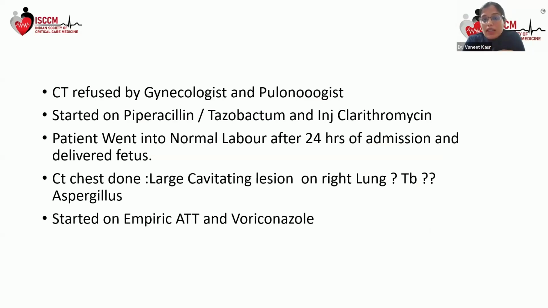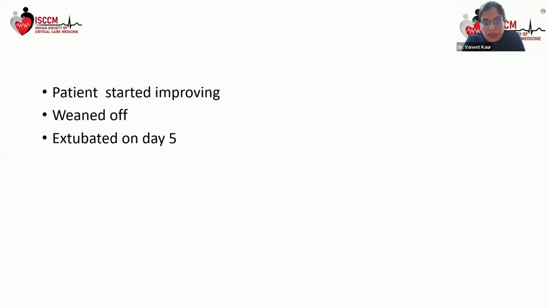So empirically, we started the patient on piperacillin tazobactam and clarithromycin for anaerobic coverage. Patient went into normal labor after 24 hours of admission and delivered the fetus. Next day, when we did CT chest, it showed a large cavitating lesion on the right lung. Query TB, query aspergilloma.